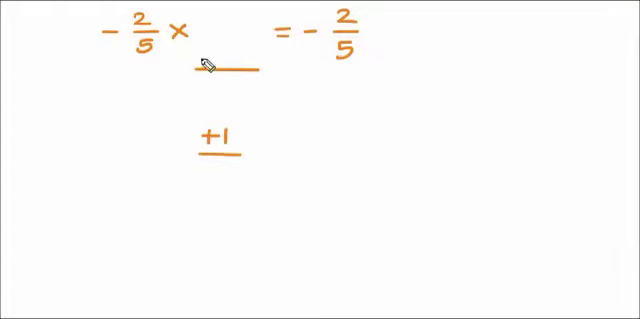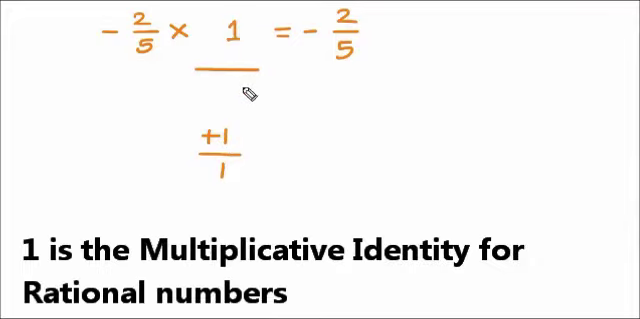Now what should be the denominator? Denominator 5, here also denominator 5. We have seen in whole numbers, 1 is the multiplicative identity of whole numbers. So 5 into 1 is going to give me 5. So it has to be 1. So 1 upon 1 is 1. So we know that the multiplicative identity for rational numbers is 1.